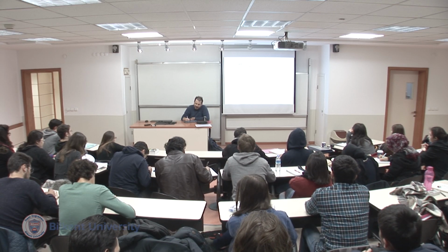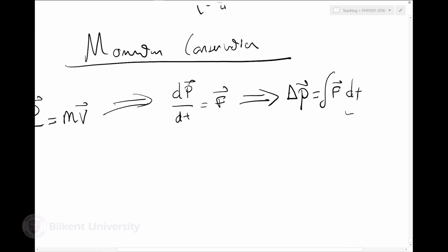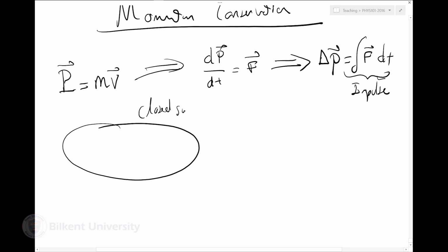Or I could integrate this to write the change in momentum of any object is equal to the integral of F dt, and that was called the impulse. If I have a closed system, what does a closed system mean? Closed system means the net external force on that system is 0.